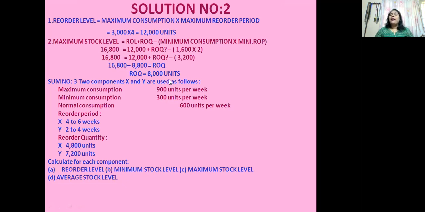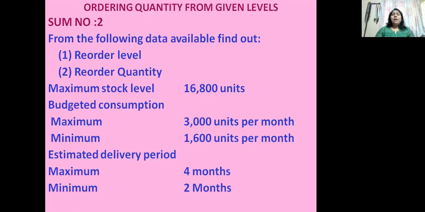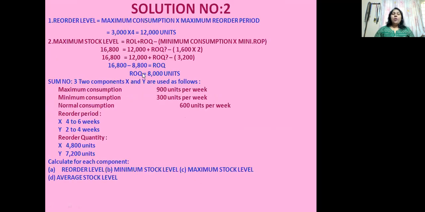8,000 units. This is another problem model I want to explain in this video, where information is given to calculate the reorder level with the reordering quantity. So reorder quantity is a special question in this problem. Maximum stock level is the hint we have. By using the maximum stock level formula, we can calculate the reordering quantity. Let me check one more problem.